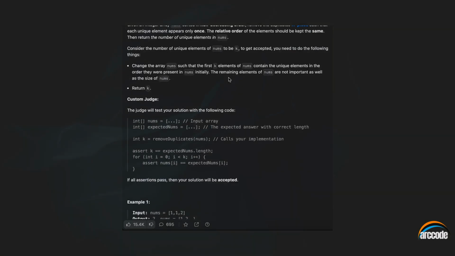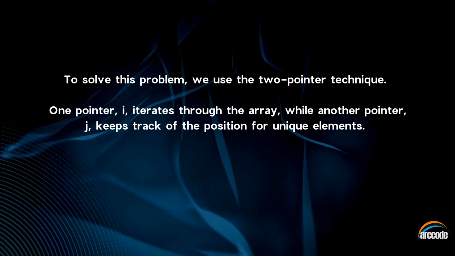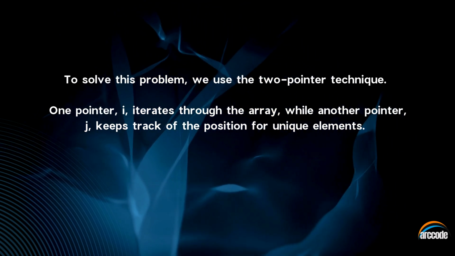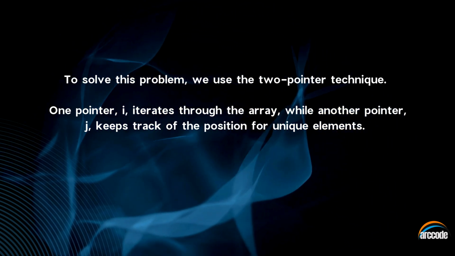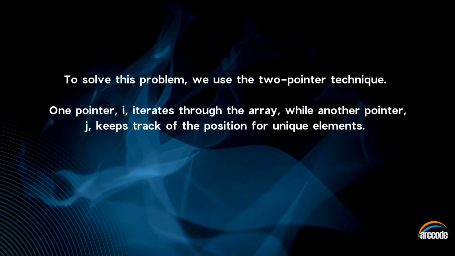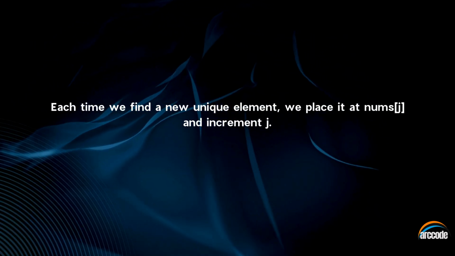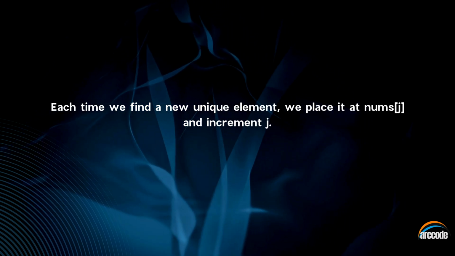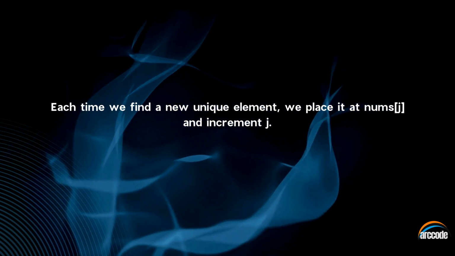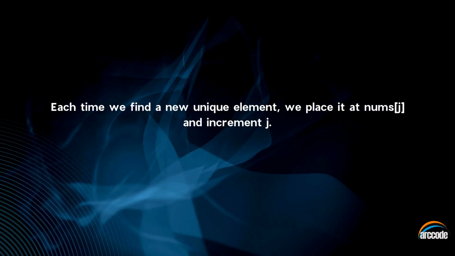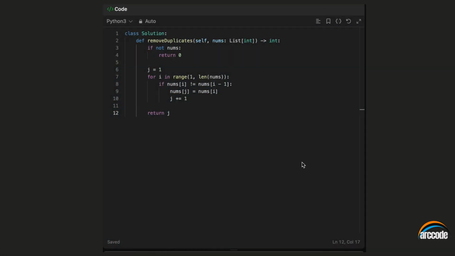To solve this problem, we use the two-pointer technique. One pointer, i, iterates through the array, while another pointer, j, keeps track of the position for unique elements. Each time we find a new unique element, we place it at nums[j] and increment j. Let's look at how to implement this solution in Python.